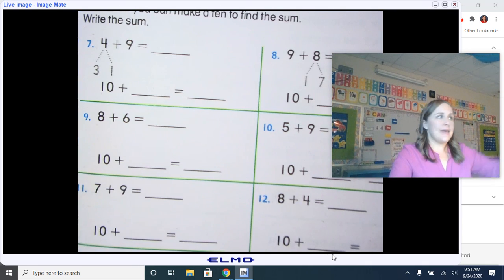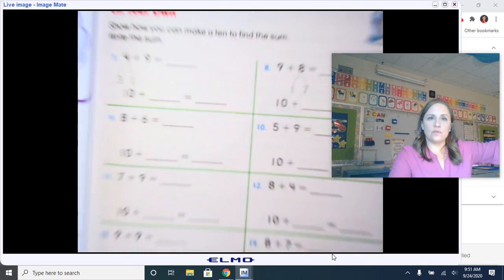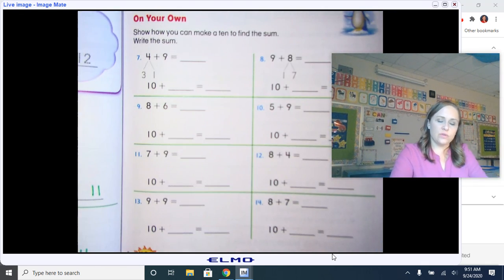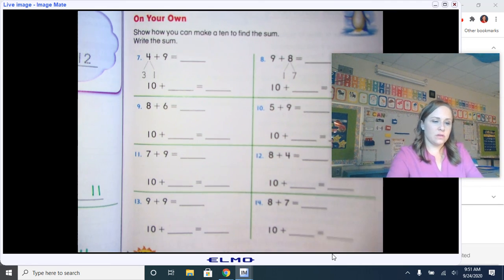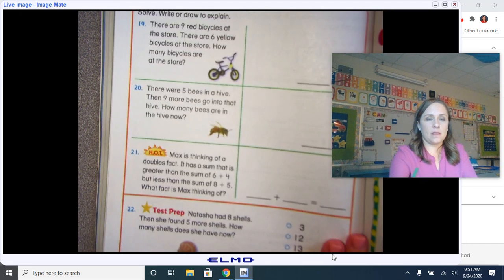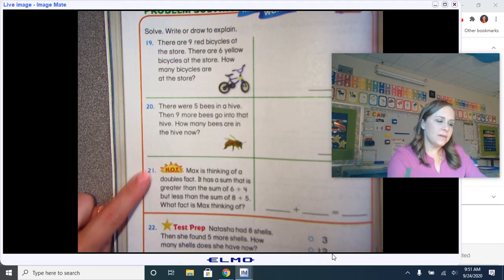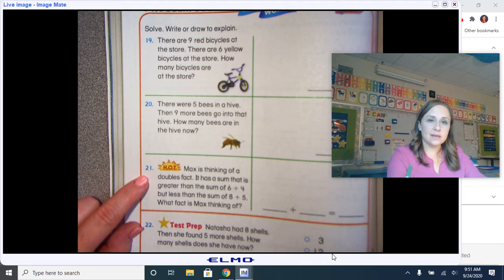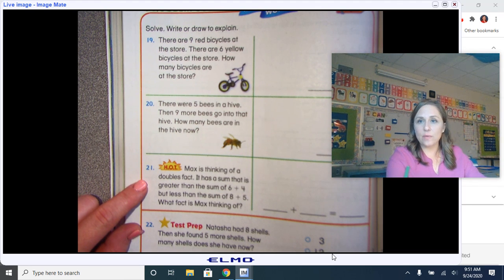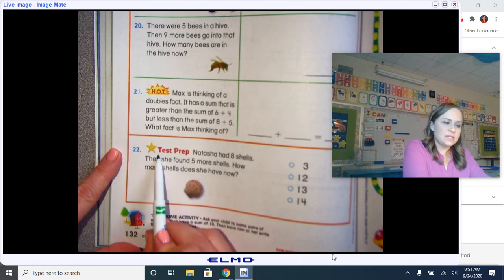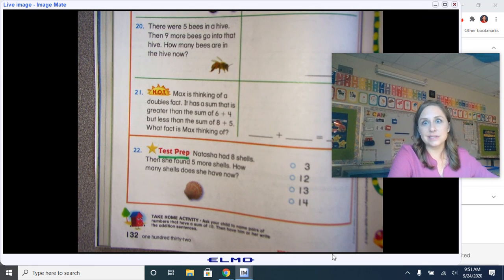Today I want you to do pages 131 and 132. Sometimes the hot problems are a little tricky, so if your adult needs me to check that, I will be glad to. Really pay attention to the test prep problems because, like it says, it's prepping you for the test.